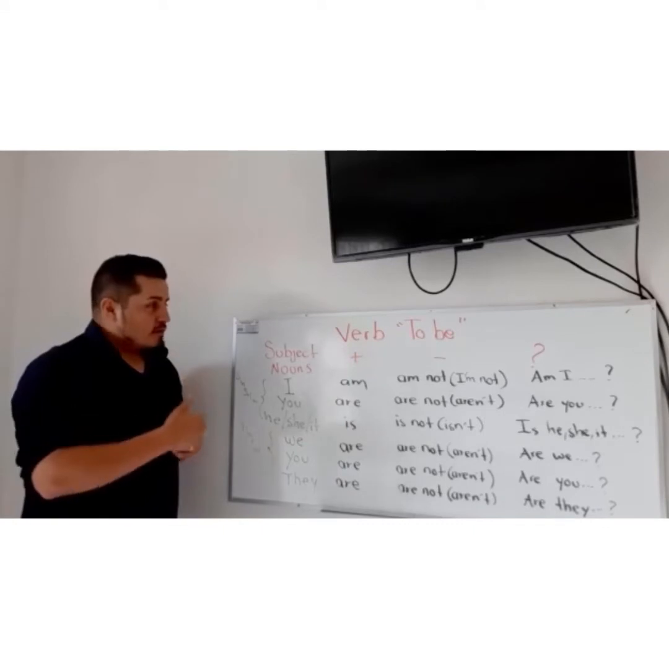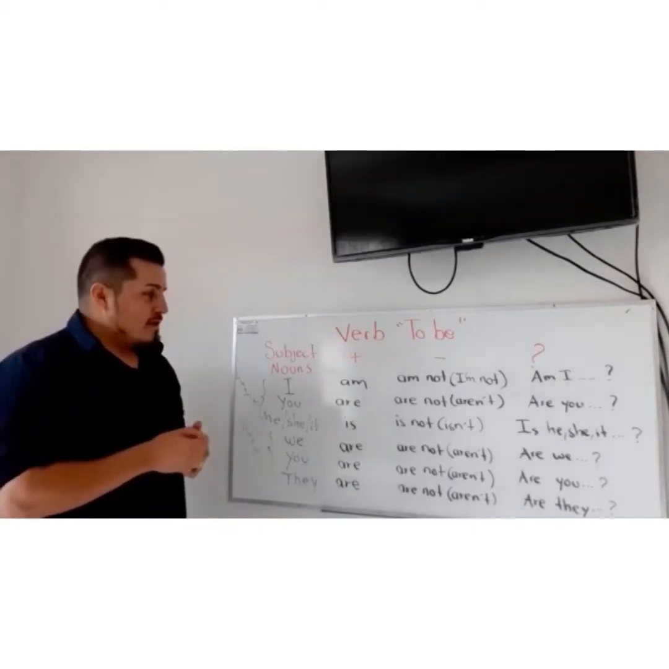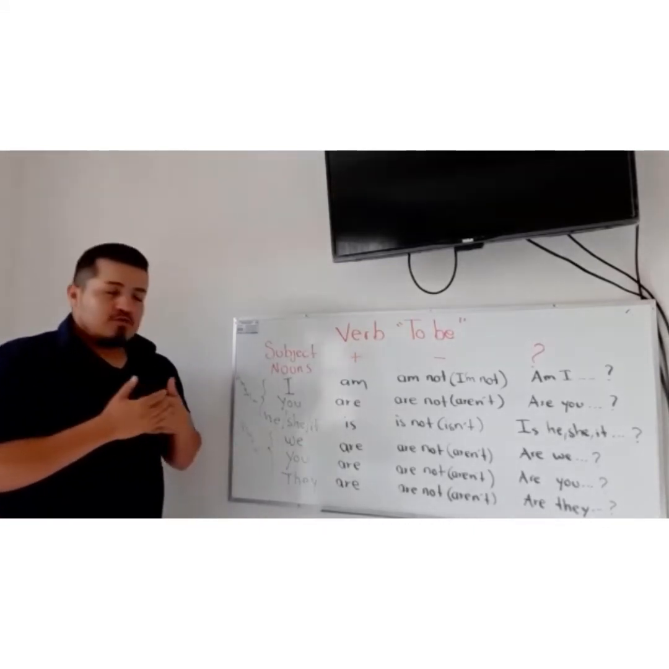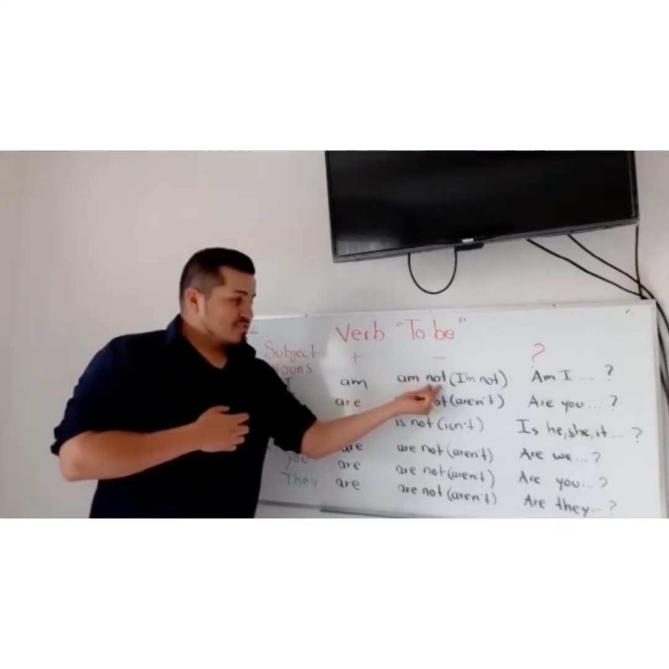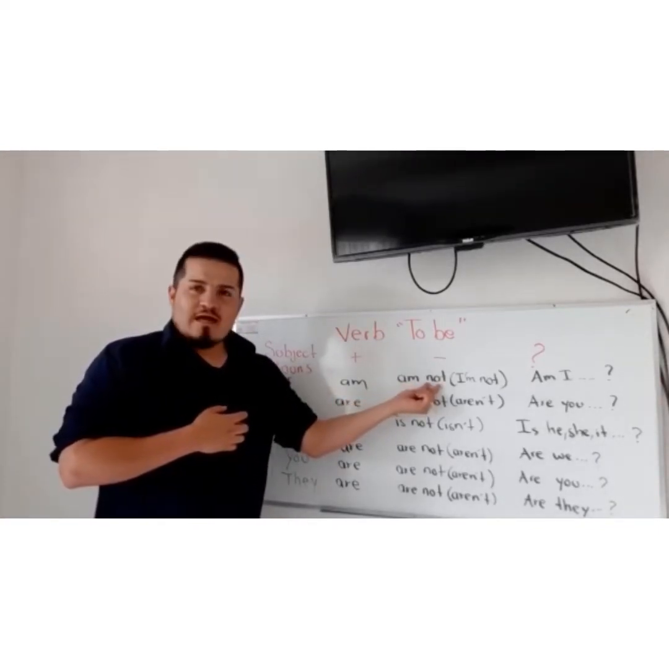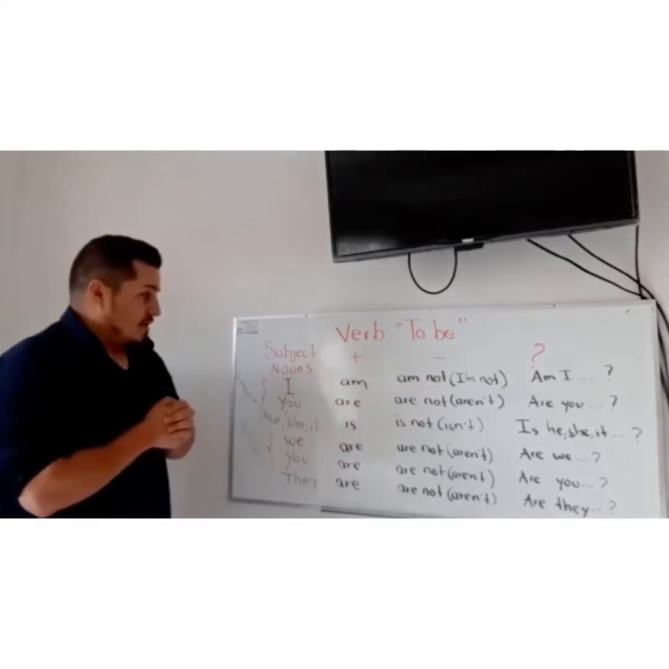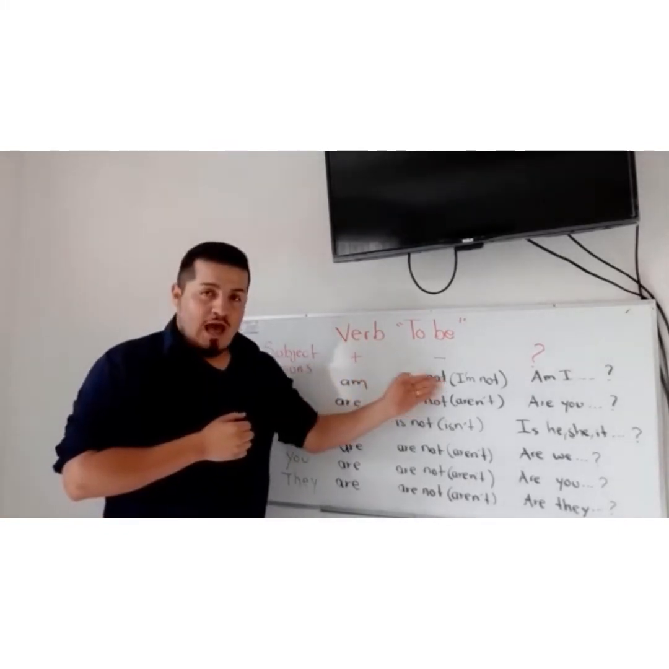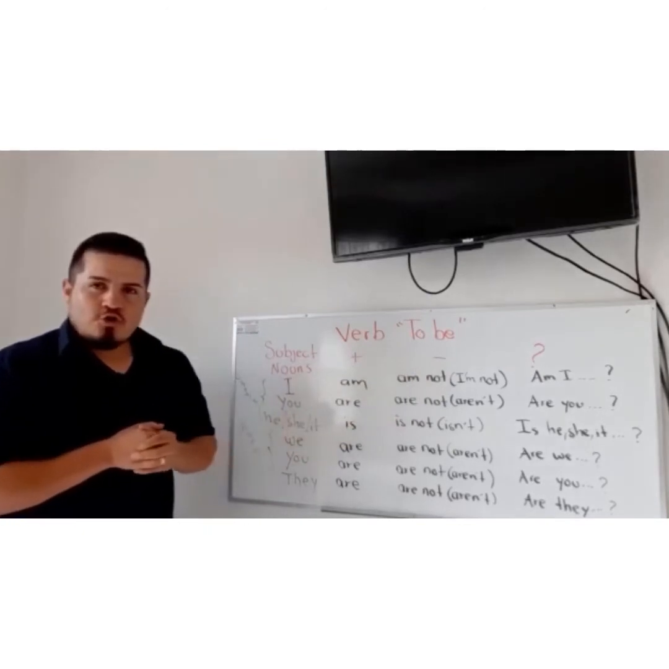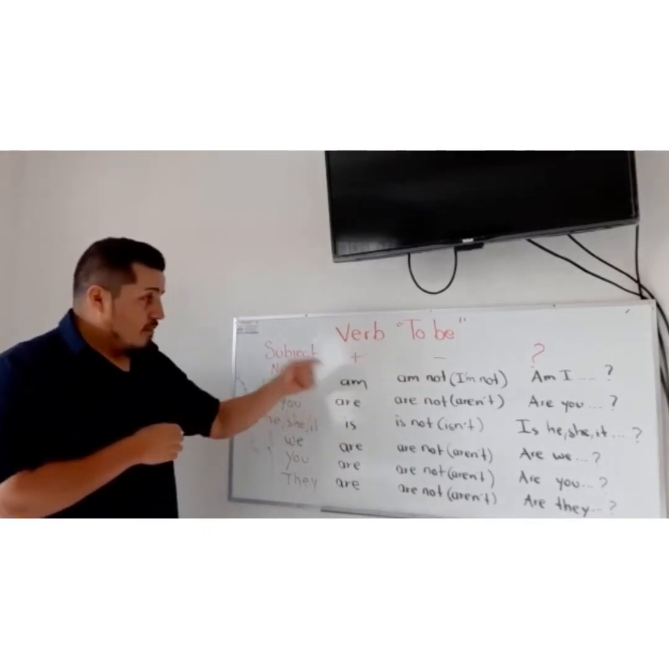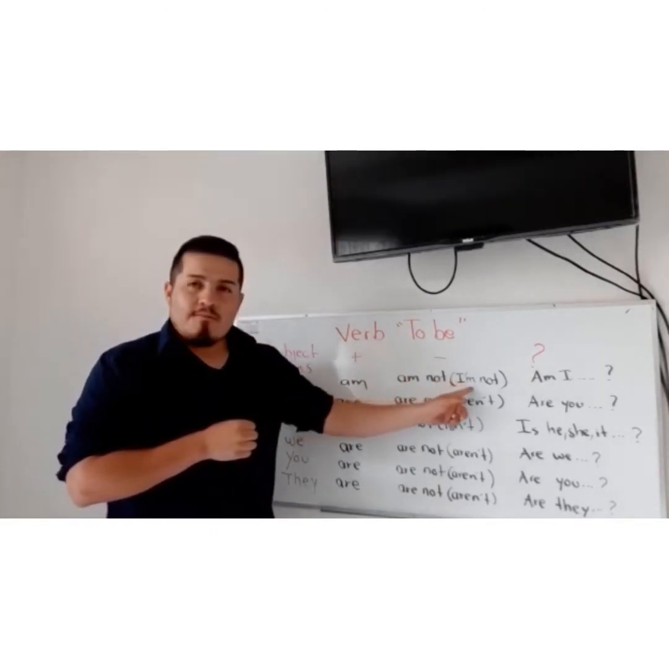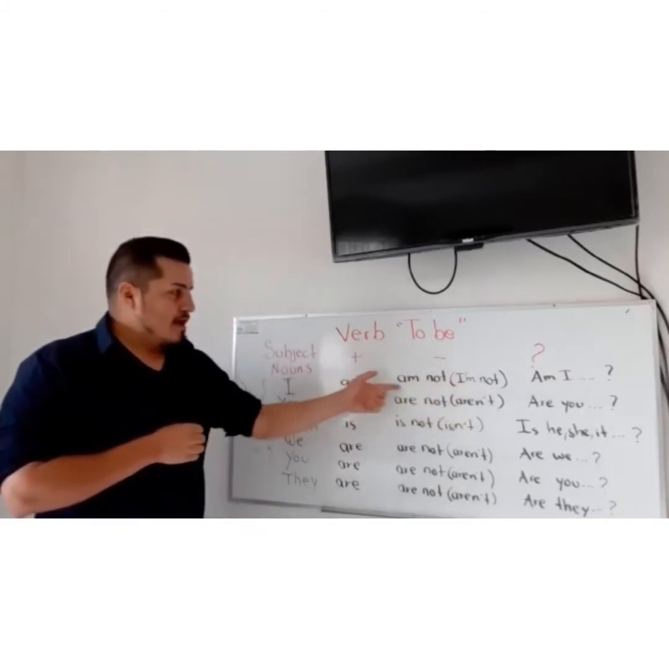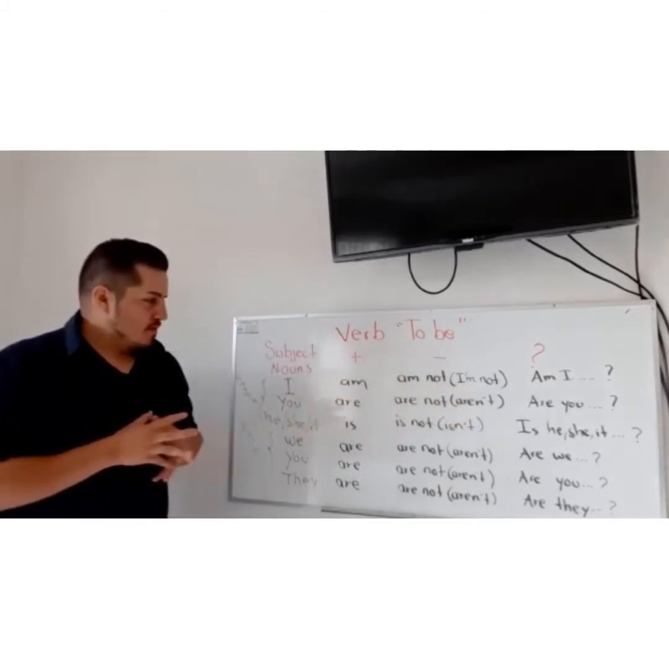So let's move on now with the negative form. The negative form is completed by adding the suffix n't to deny something, okay? So my negative form for I is going to be I am not. I am not. Yo no soy or yo no estoy. With the contraction, I'm not. I'm not and I am not are the same, okay?